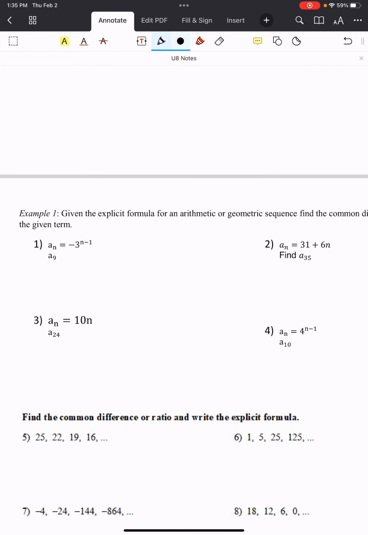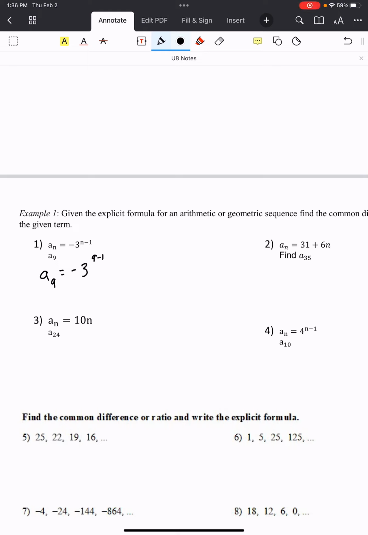This is the explicit formula. I want to find the 9th term. Last time you had to go through all the first 8. We don't have to do that anymore, right? So what do I plug in for n if I want the 9th term? 9, good. So a sub 9 is negative 3, 9 minus 1.